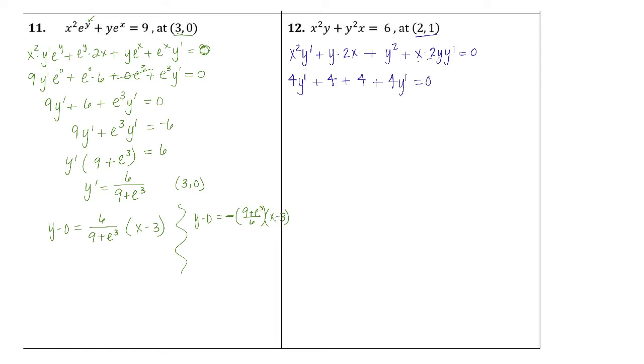That is so weird. All right, and we're going to put these together, so that's going to tell me I have 8y prime, as we can actually add those together, equals negative 8. So y prime equals negative 1. So we're ready to write the equation of our line now. y minus 1 equals negative 1 times x minus 2. And then the normal line is still y minus 1 equals positive 1 times x minus 2.